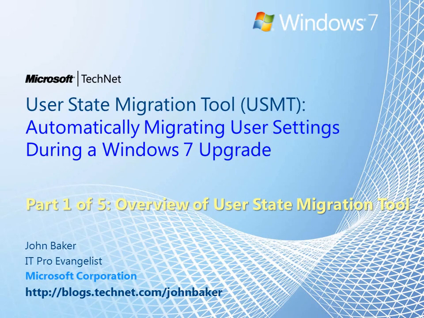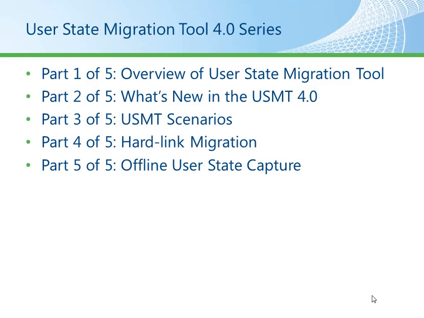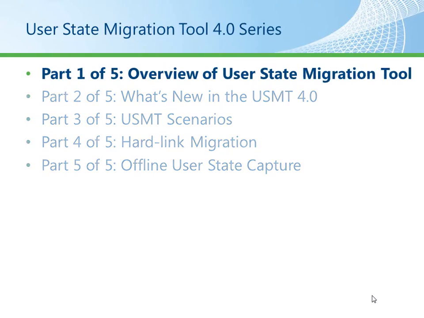The User State Migration Tool 4.0 series that we're doing here is split up into 5 parts. Part 1 is the overview of the User State Migration Tool itself. Part 2 is we'll take a look at what's new in the USMT 4.0. Part 3 is the USMT scenarios. Part 4 is the hard link migration. And then finally on Part 5, we'll take a look at using the USMT for doing offline user state capture. So today is part 1 of 5, and here we'll be looking at the overview of the User State Migration Tool.